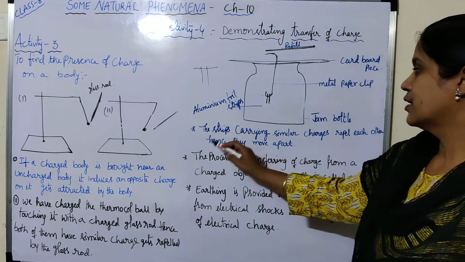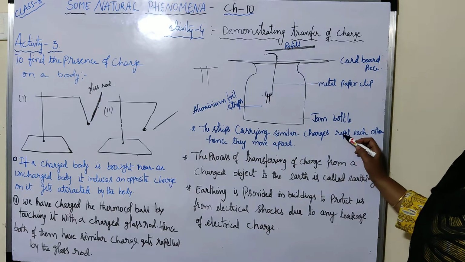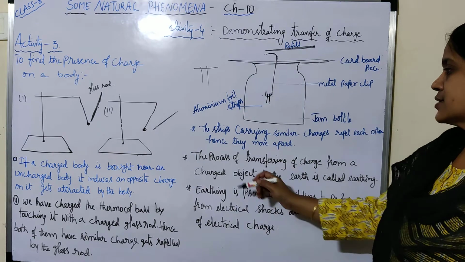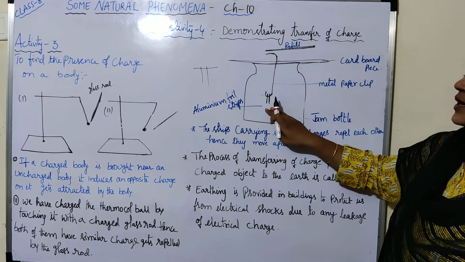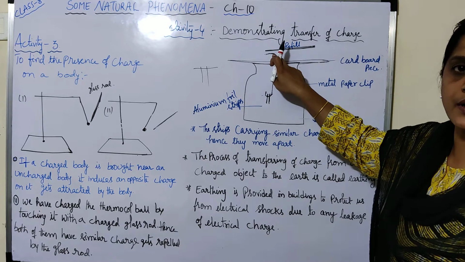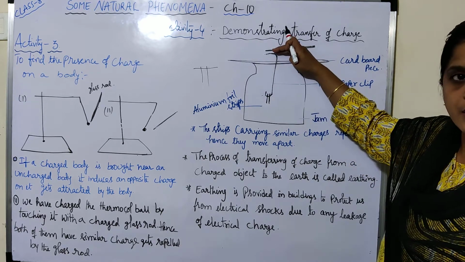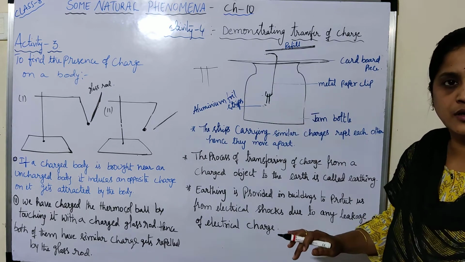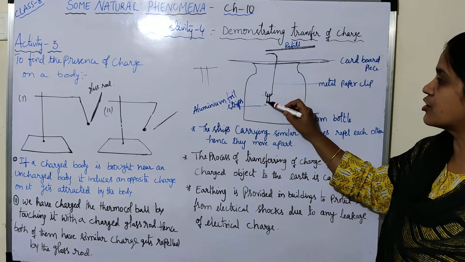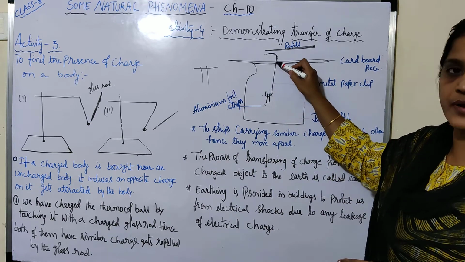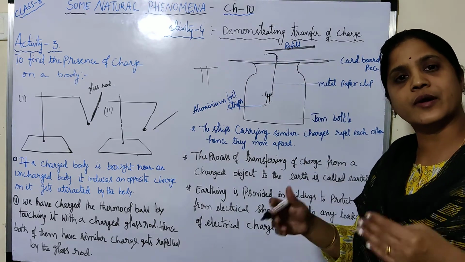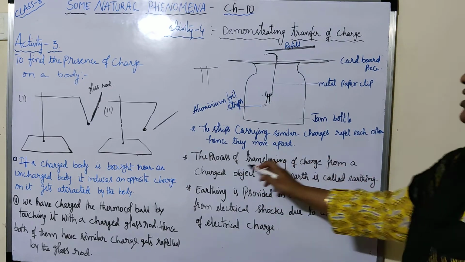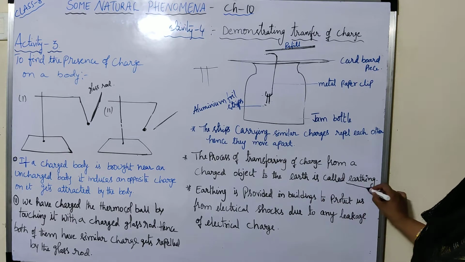Here you see, the strips carrying similar charges repel each other, hence they move apart in the first case. Next, when you touch the charged metal strips with the paper clip, you can find the aluminum strips are as usual, because the charge from the aluminum strips passes through the paper clip, through our body, and into the earth. The process of transferring charge from a charged object to the earth is called earthing.